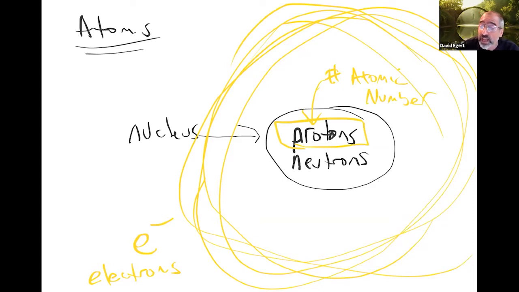So if I have 19 protons, it's a potassium, no matter what. If I have 11 protons, it's going to be a sodium, no matter what. If I have 17 protons, it's a chlorine, no matter what. Protons are also positive charge. The neutrons, we care about the neutrons, but not that much in this class.